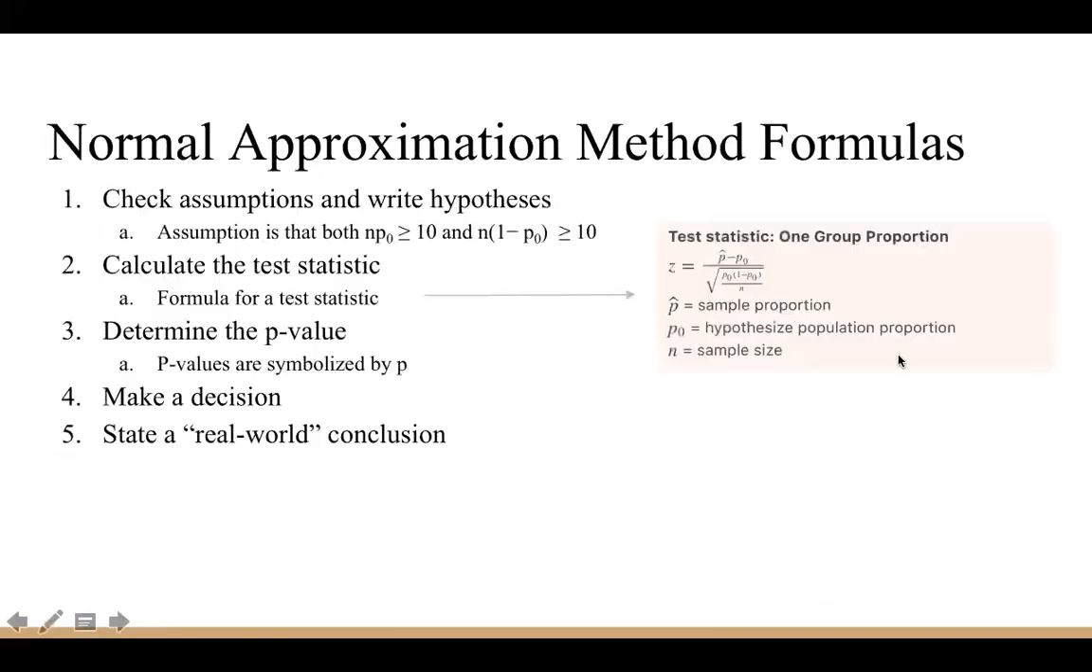So again, here's that 5-step process that we're going to go over. You want to check your assumptions and write your hypotheses. Your assumptions are that you have at least 10 successes and 10 failures, that your sample size is sufficiently large there. And then once you meet those assumptions, you can calculate your test statistic, which the formula is there in the pink box on the right. And then once you calculate that, you can plug it into a normal distribution to find your p-value. And then you can make a decision based on your p-value, whether to reject or fail to reject the null hypothesis.